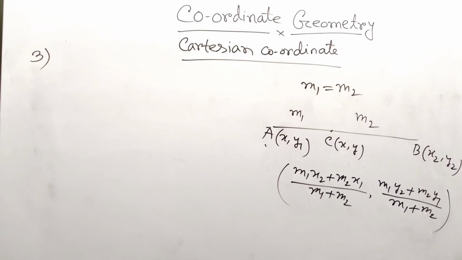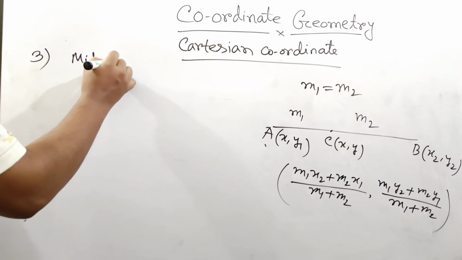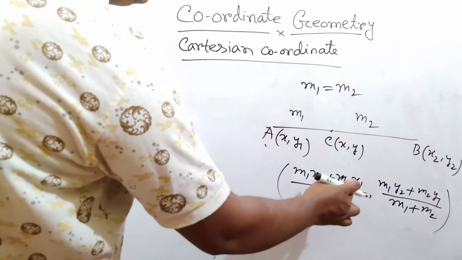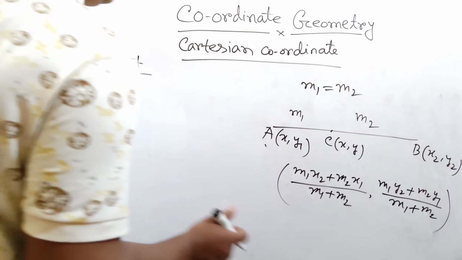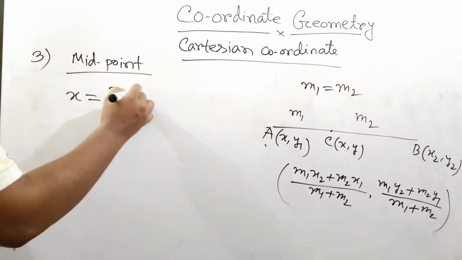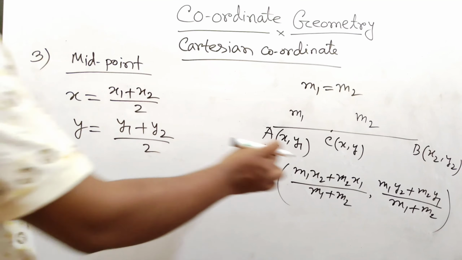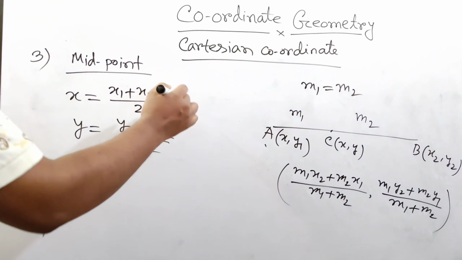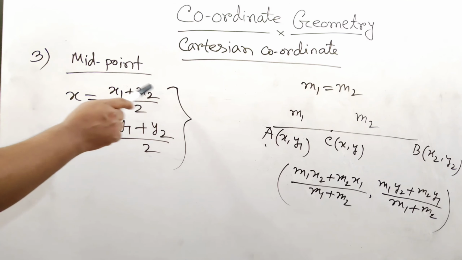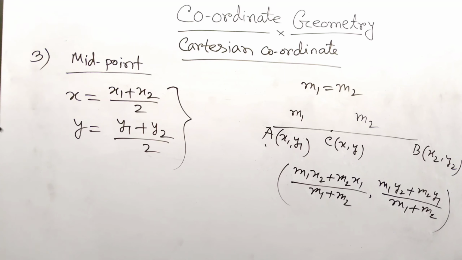So number 3, this is a very important formula for O-level students. If m1 equal m2, that is the midpoint of any line segment AB. So if we consider m1 equal m2, then the midpoint is x equal, so here both m1 m2 are equal, that means x1 plus x2 by 2 and y equal y1 plus y2 over 2. That means if you put m1 and m2 equal in these two values, then you will get these two relations. That means for finding the midpoint of any line segment, the formula is x equal x1 plus x2 by 2, that means the average of the values of x and the average of the values of y. That is so simple but very important.